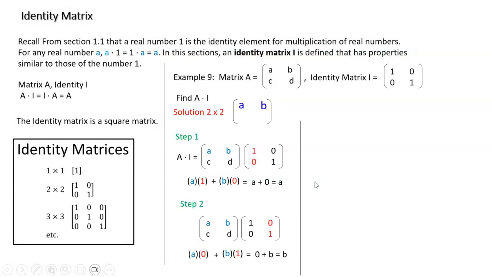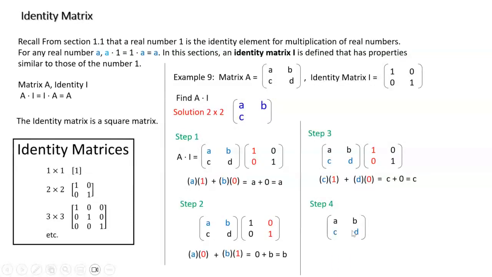Now we continue with the second row. Okay. Now we're going to multiply the second row times the first column. That's why I use a color code. That way it'll be easier to see. It's more visual for the student. So we're going to multiply C times 1 plus D times 0. The answer will be C plus 0. The answer is C. That goes in the second row, first column.